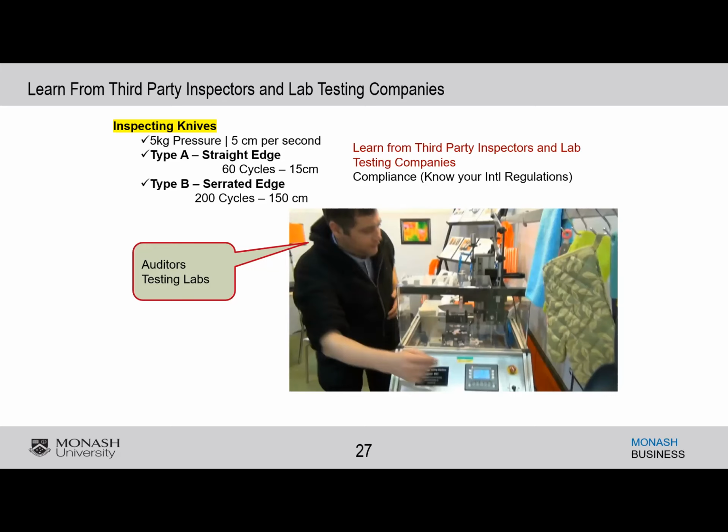if it's a serrated edge, then they're going to do 200 cycles and they expect that knife to cut through 150 centimeters. And if it's straight edge, then they've got to be able to cut through 60 centimeters in 60 cycles, 15 centimeters.